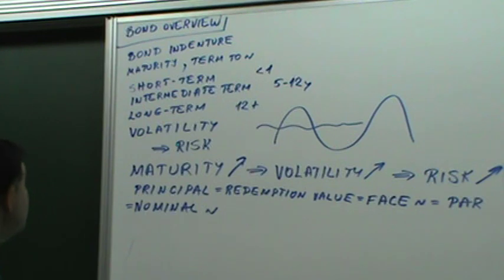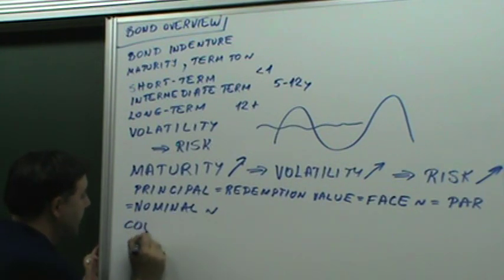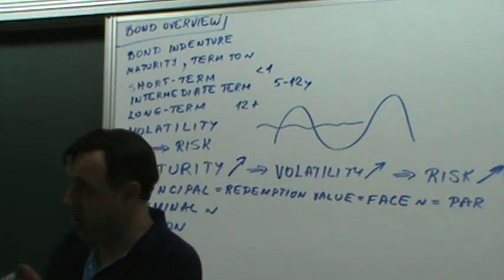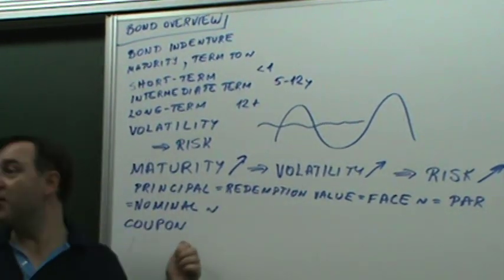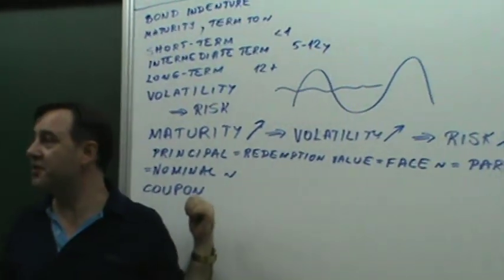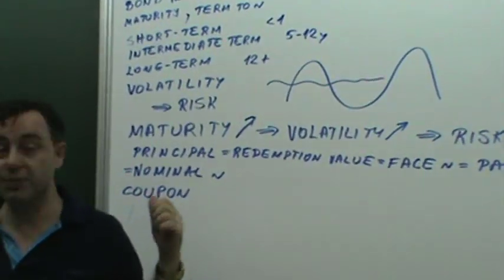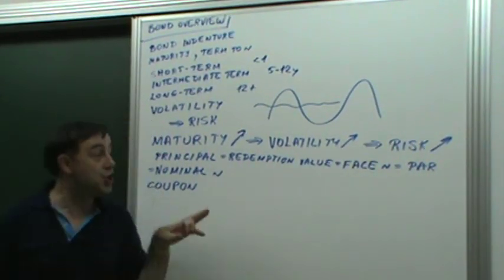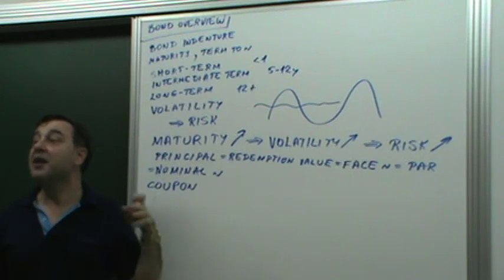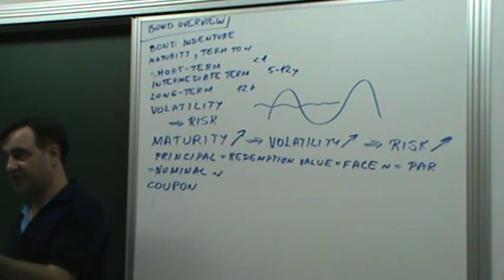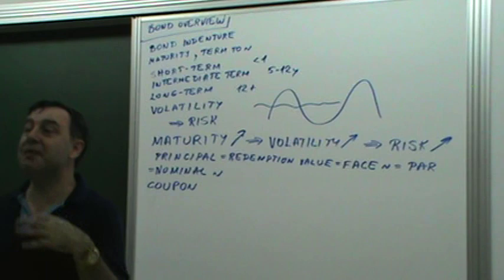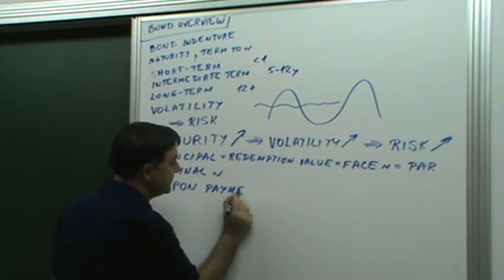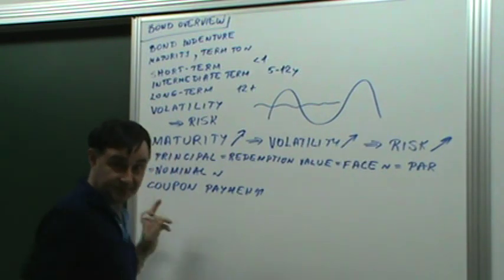Then you have coupon. Now, some people pronounce it as coupon, and it's okay, but most of my professors would usually pronounce it as coupon, with U, coupon. And coupon is the payment. Coupon for a bond is the payment of interest. Okay? And sometimes you call it coupon payment.